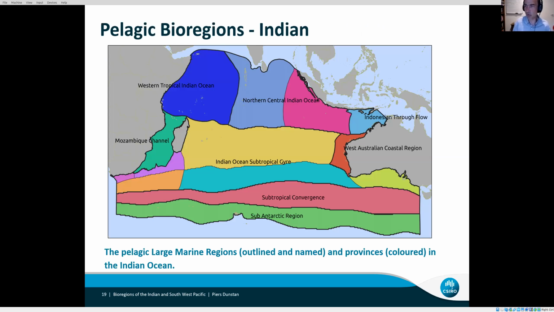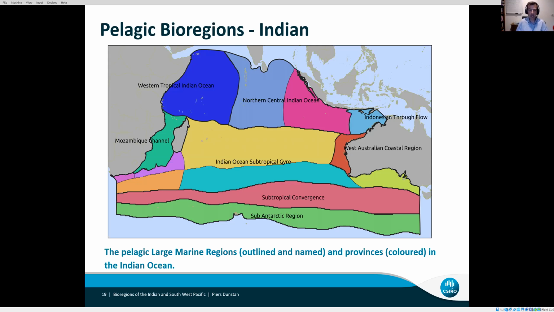So just going through the outputs now of the work, for the Indian Ocean, the pelagic provinces. What we're showing here is the large marine regions, shown in the outline and named, and the provinces are coloured different colours. So you can see here that, in terms of the pelagic bioregions, there's a very strong north-south separation, and then quite a strong, again, north-south separation, but particularly along the coasts of Australia and Africa.